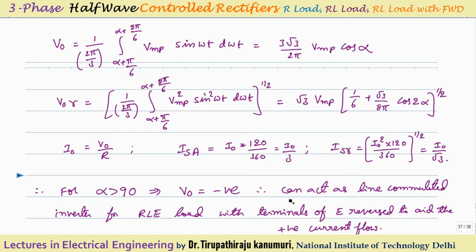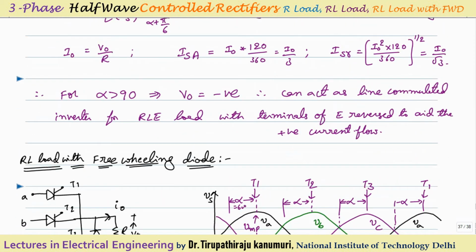That means there is some voltage source in your load, then only the current can be maintained positive even though the output voltage is negative. So how can we get it? We have to use an RLE load. In the case of the RLE load, it should be like this. This is my R, this is my L, and the terminals of E should be reversed. So E should have negative and positive terminals like this. In that case, automatically, because E will force the current to pass in this direction, I0 will be positive even though V0 will be negative.